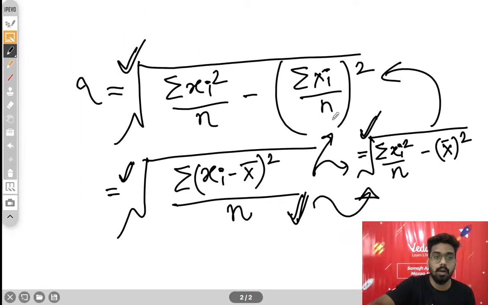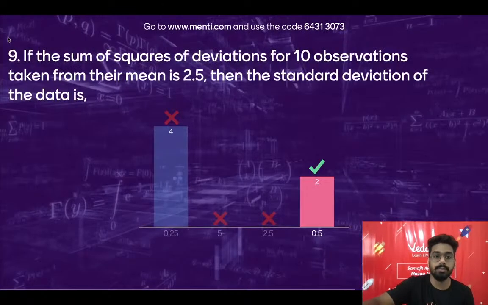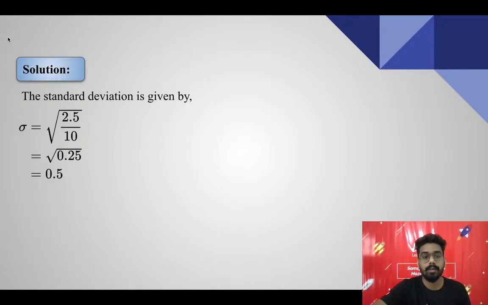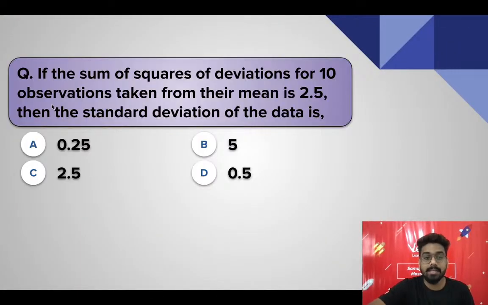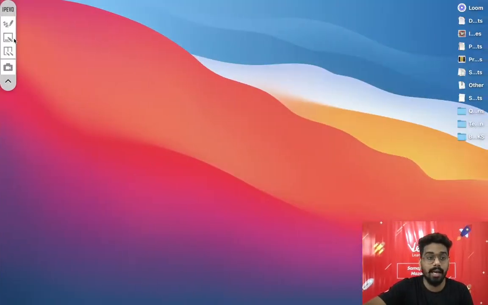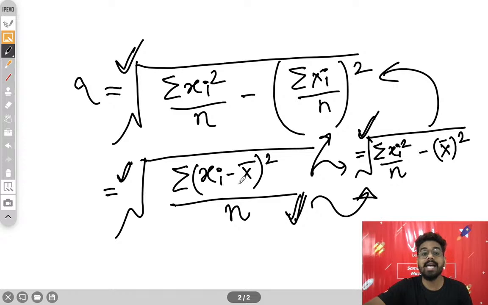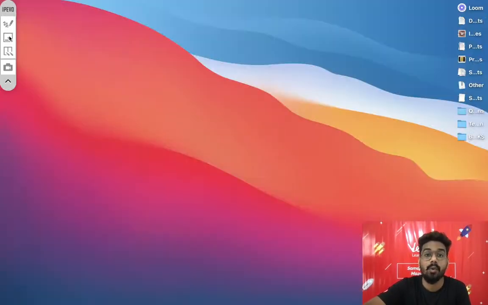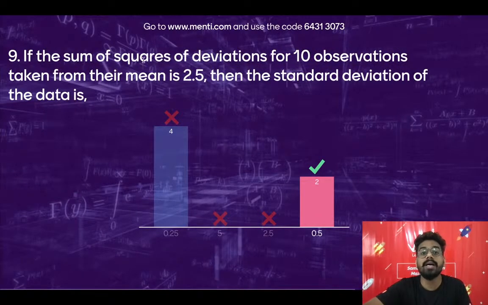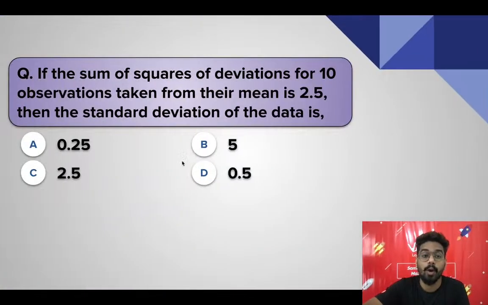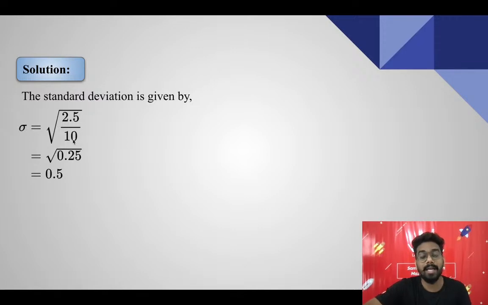Now, what was the question? The summation of xi minus mean, that is, deviation square, the sum of the deviation square. So here, the sum of the squares of the deviation is 2.5, divided by the number of observations. 2.5 divided by 10 is 0.25, the root of 0.25 is 0.5, that is the deviation.